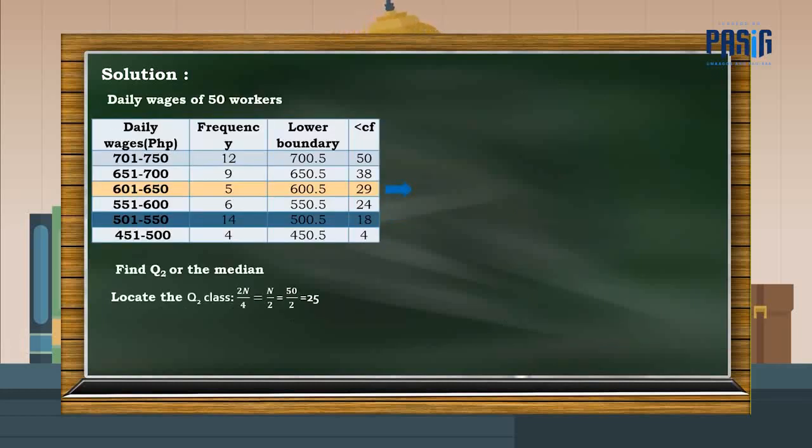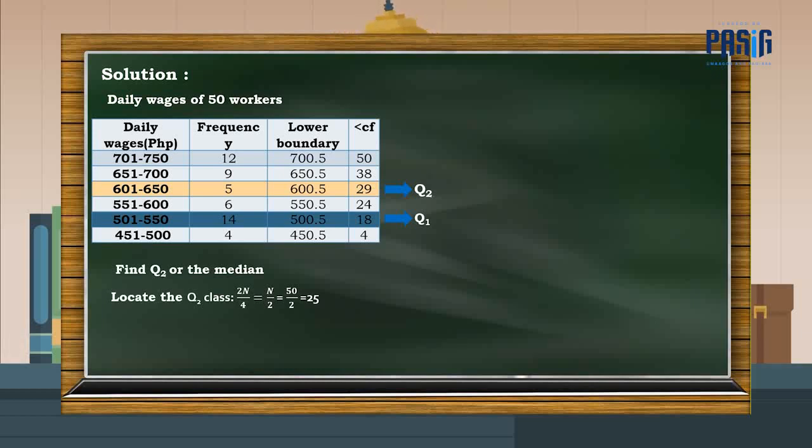Let us now solve for the Q sub 2, or the median. Let us first locate the Q sub 2 class. That is 2 times n all over 4, or n over 2, where n is equal to 50. So 50 divided by 2 is equal to 25. Again, choose the class interval where 25 is contained by looking at the less than cumulative frequency.